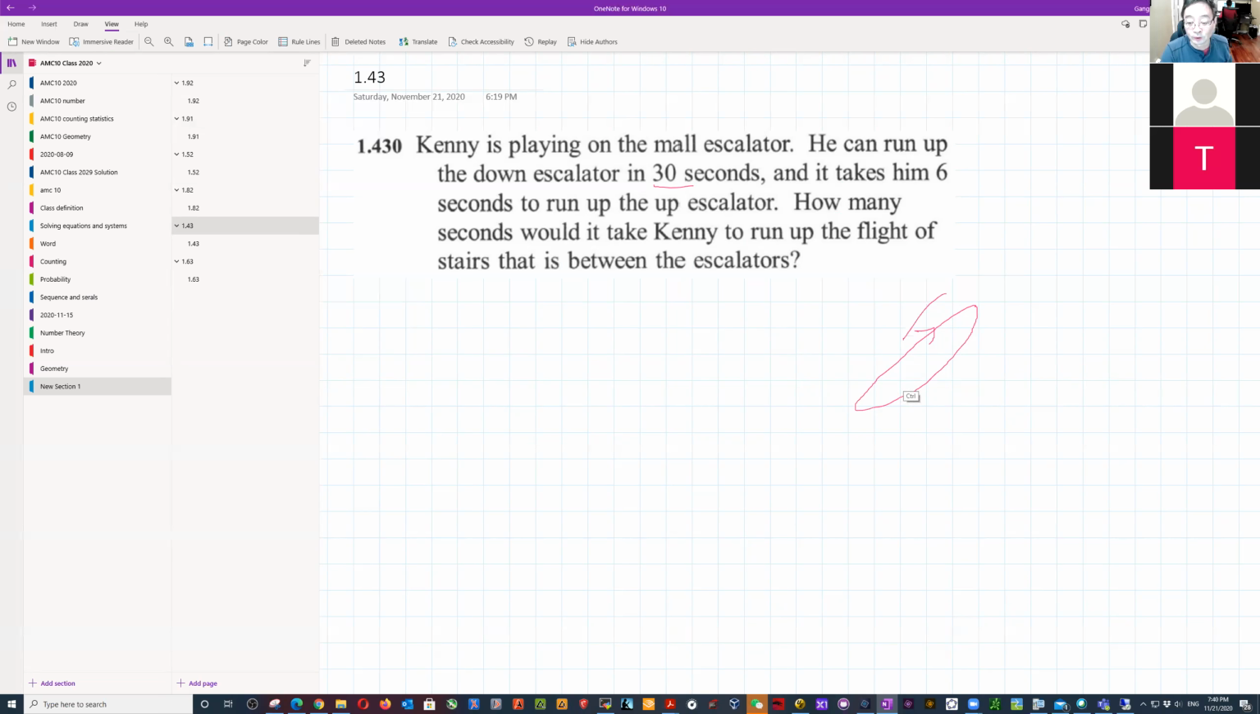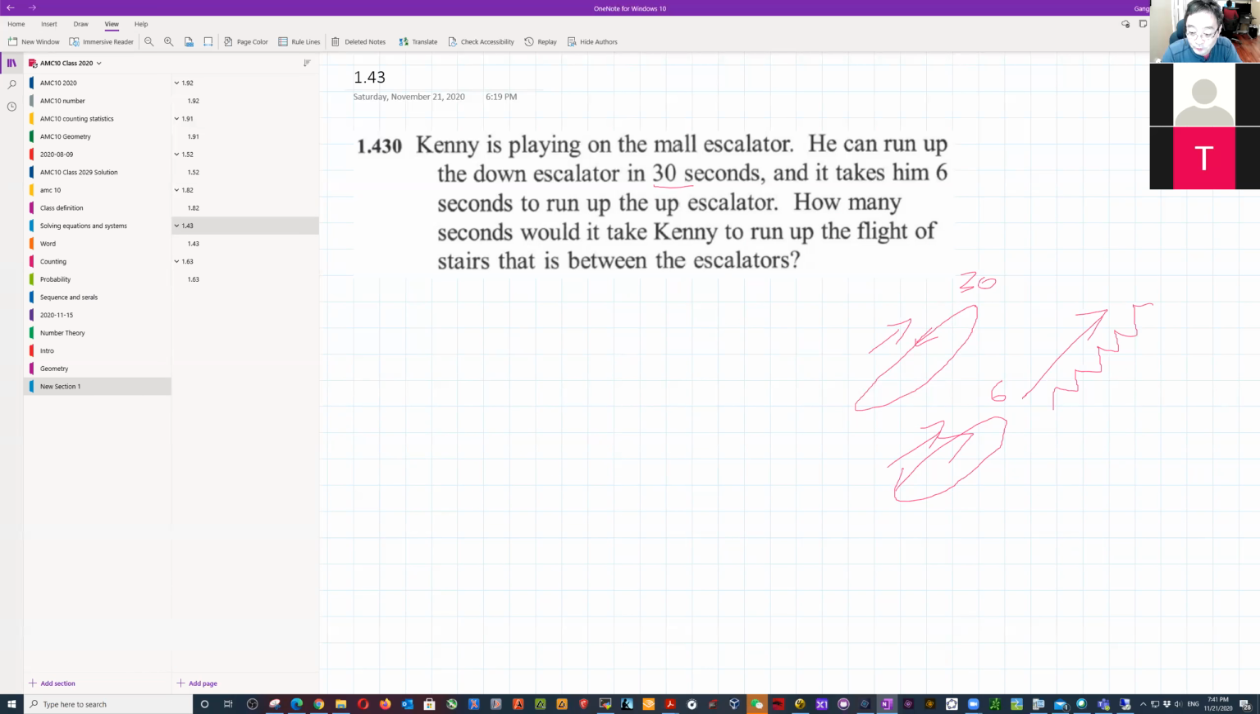I'm sorry, he runs up the down escalator. The escalator is going down, and he runs up, so basically he is going against it, taking 30 seconds. If the escalator is going up, then it is 6 seconds. So this is 30 seconds, this is 6 seconds, and how many seconds would it take Kenny to run up the flight of stairs? Basically this is just the same flight, the same floor.